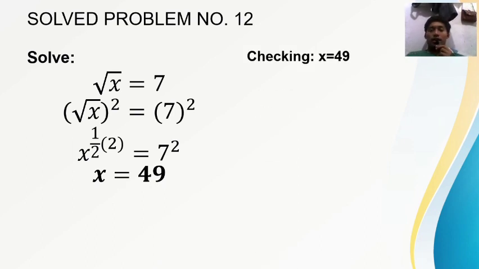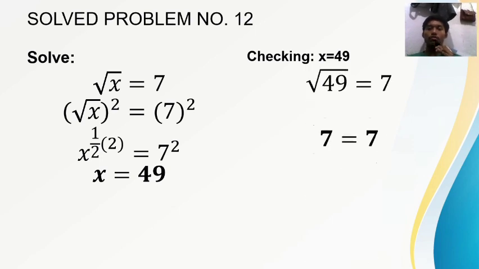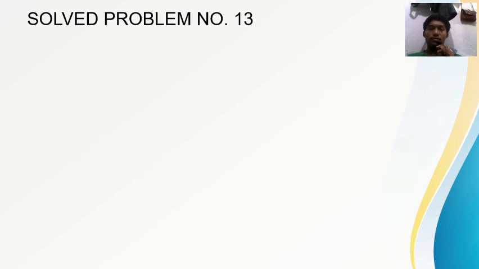Let us check. We let x equal 49 since ito yung nakuha nating value. So square root of 49 is 7. So 7 equals 7. Let us proceed to the next problem.